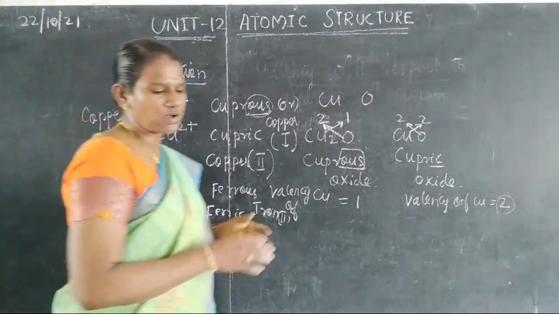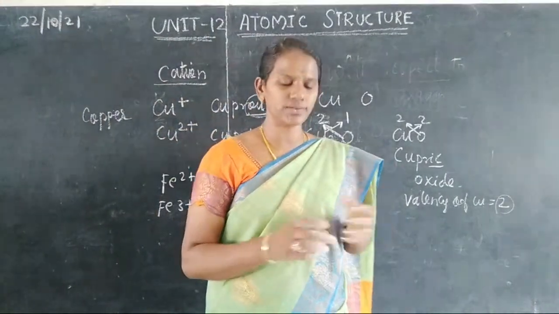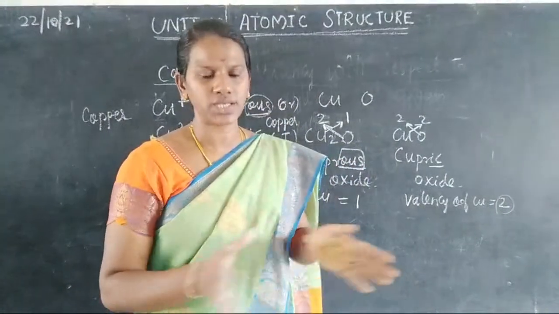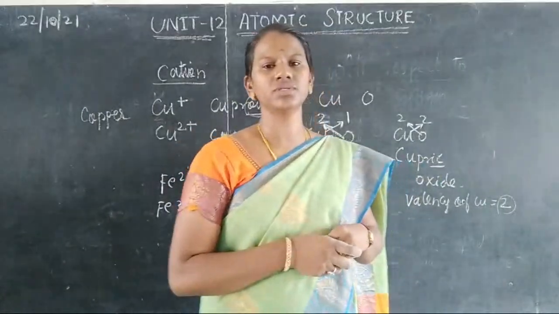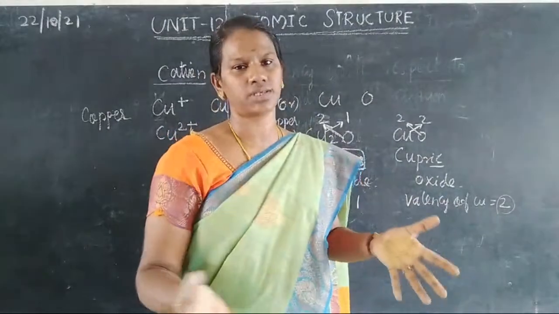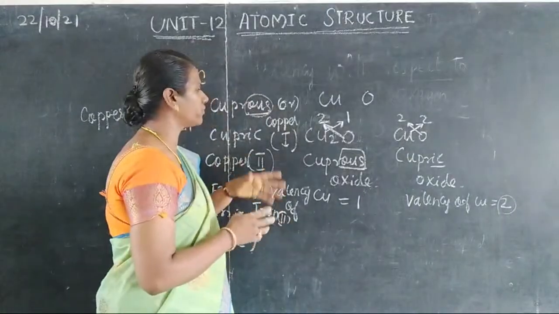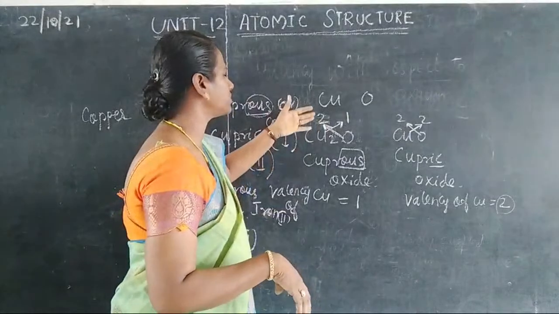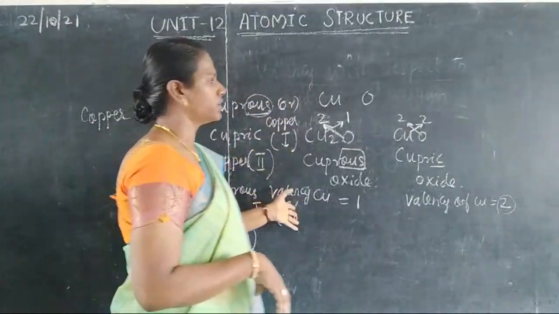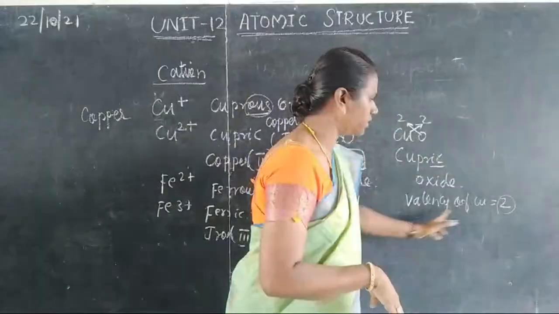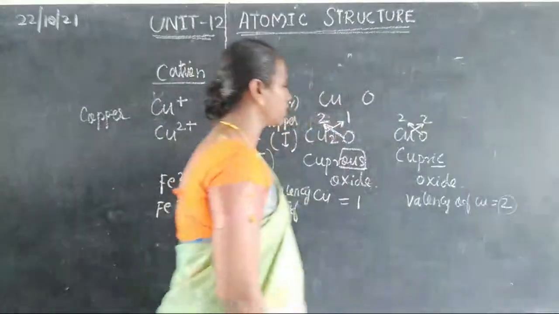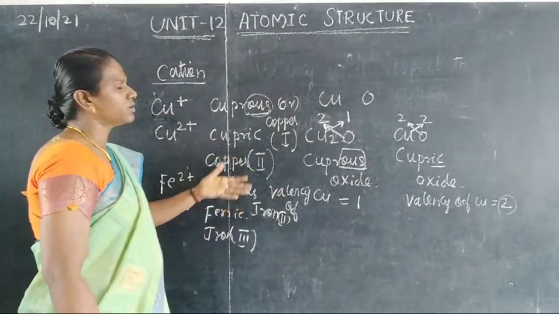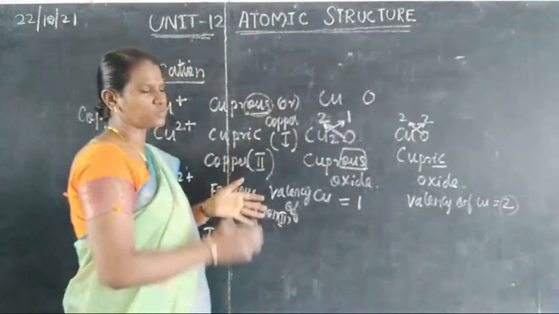The valency of all the atoms is not the same. Some atoms exhibit a variable valency. For example, sometimes the valency of copper is 1 and sometimes the valency of copper may be 2. To make it stable, the valency of copper varies.